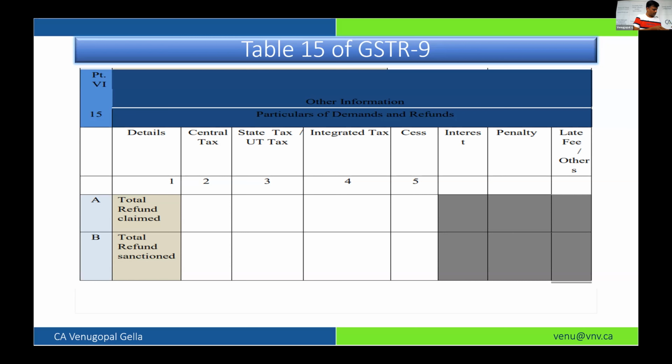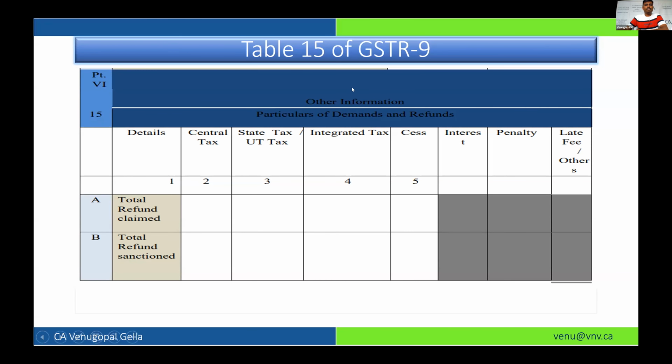So when you are doing it for 22-23, in most cases the refund you have will not be for 22-23. We file for the past year in the current year. So you might have filed for 21-22 in 22-23. That detail of how much you claimed as refund, how much was sanctioned, how much was rejected needs to be reported.